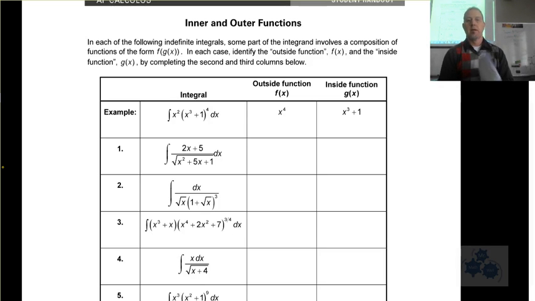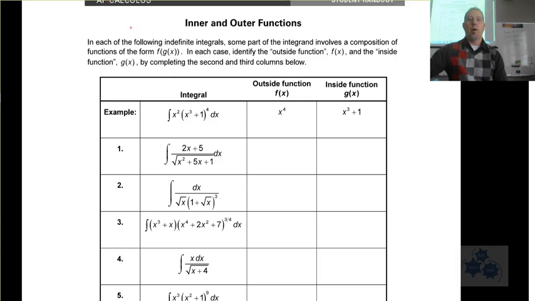Okay. So the outside function, and what you want to focus on is where would the u be, right? And what would be the u? There's 3 parts. There's the u, that's the inner function. There's the outer function, which is u to the power of something. And then there's a piece of the derivative of the inner function. So there's 3 parts you're looking for, and they're asking you to identify the 2 parts.